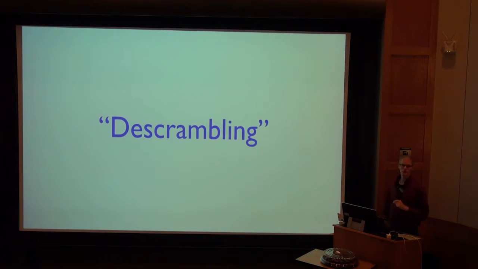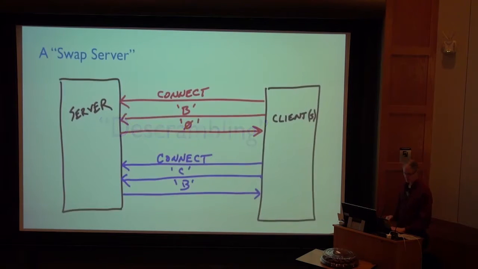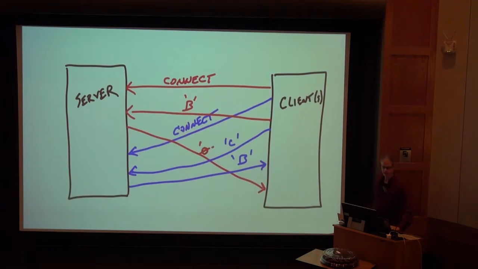The key notion that I'm going to have to explain to you, besides all of the notations for setting all of this up, the key idea is this notion of descrambling what happens on the network. So why do we need to descramble things? Because this simple picture is often not what is observed on the client side.